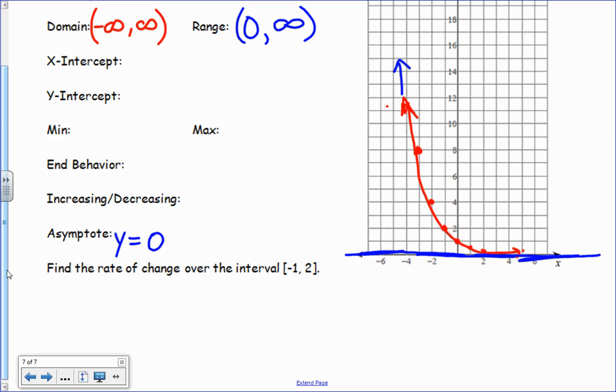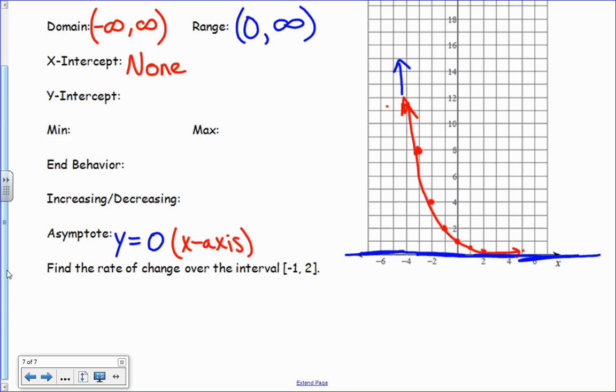Now, x-intercept. Since the asymptote is y equals 0, which is also the x-axis, there is not an x-intercept. So for x-intercept, we write none.